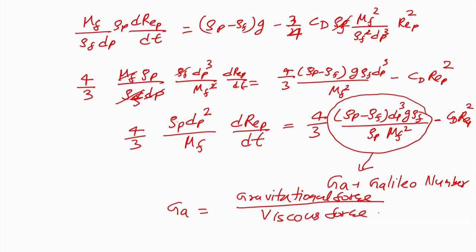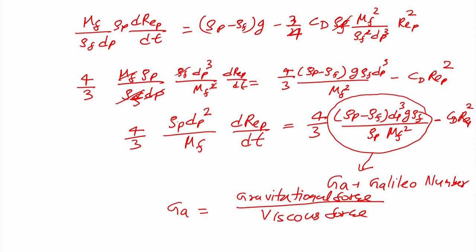So, it is the ratio of gravitational force to the viscous force. It means what? Where the fluid is settling, what is the importance? If the particle is settling, how much gravity is pulling it down and how much the viscosity of the fluid is actually resisting the motion of the particle. So, that is the Galileo number.